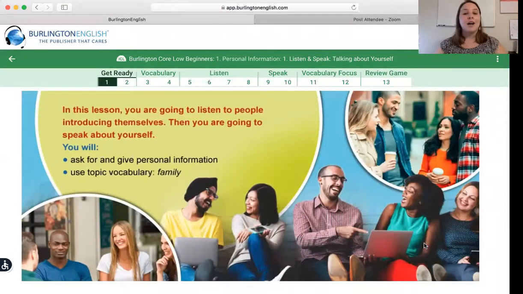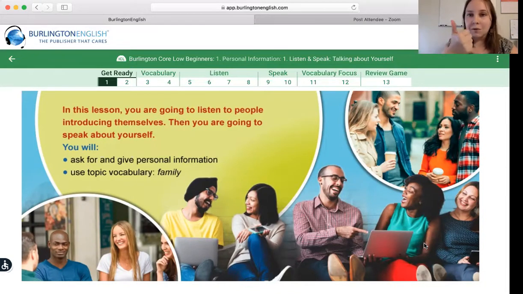Now, I want us to move forward a little bit and talk about how you introduce yourself to people and talk about your family. To do that, we're going to be using Burlington English. So you may have used this before. We haven't used it as much in class, but we are going to be using it more. So I'm going to share my screen with you so you can see it. There we go.